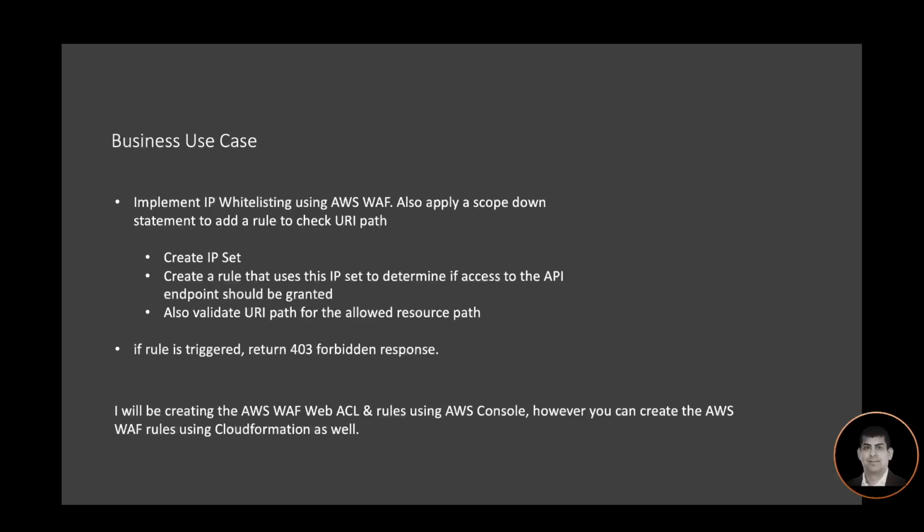I will be creating the AWS WAF, WebACL and rules using the AWS console. However, you can create the AWS WAF rule using CloudFormation as well. Also for the URI path condition, I'm using a contact API and I'm going to use the URI create contact, which is for the POST method, as a condition along with the IP set to block the access for the POST method, but at the same time all the GET requests should not be impacted by this rule.